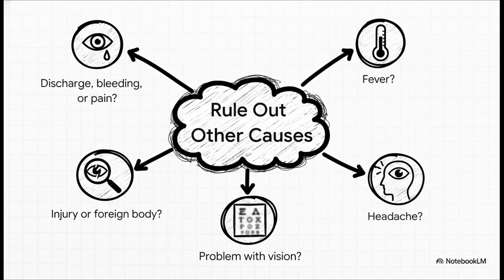And now for the final A, associated symptoms. This is where you really start playing detective. You have to ask about these things to rule out other, more serious causes. Are we talking discharge, bleeding, or pain? Any fever? Any chance of an injury or something in the eye? What about a headache or problems with vision? In this case, he'll say yes to itching and watering, but no to all these other big ones.